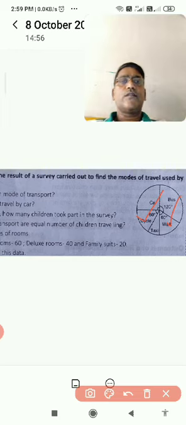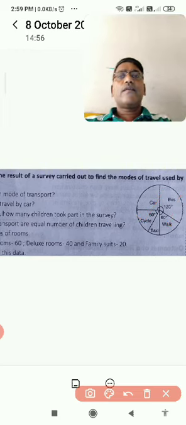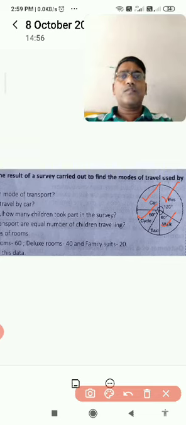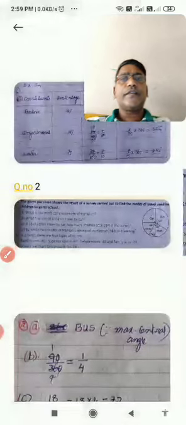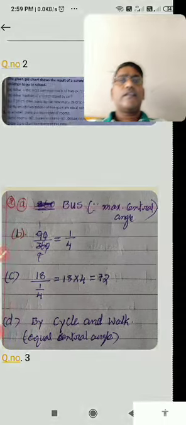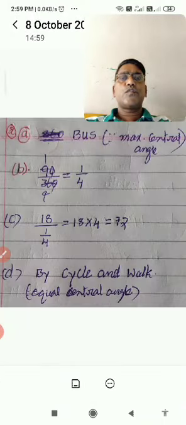See, this is the D answer. Again I am explaining. The first answer is bus, the second answer is 1/4 part, the third answer I will explain to you, the fourth, equal, is cycle and walk. Up to this clear? Then I will explain C to you. C answer is left to explain. Just wait. I am showing each and every question clearly, with reason.